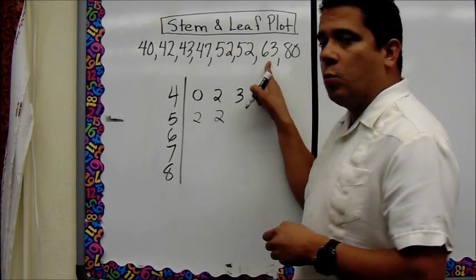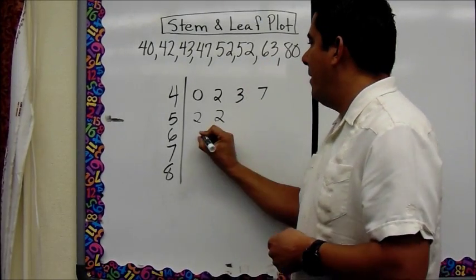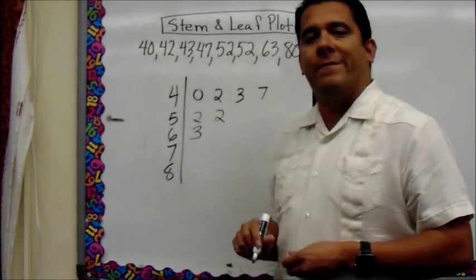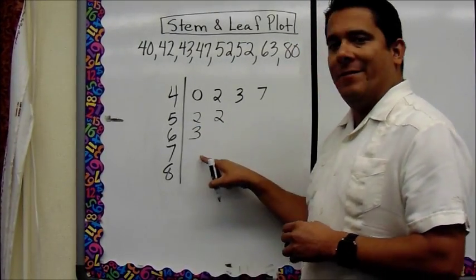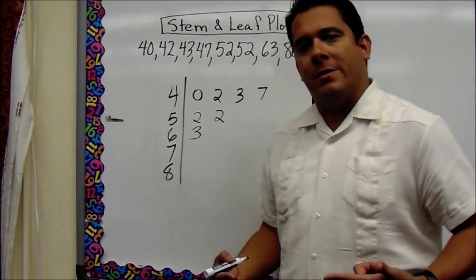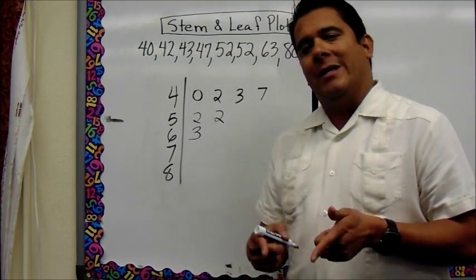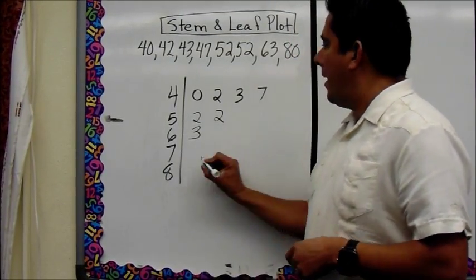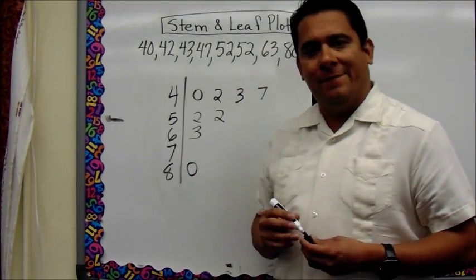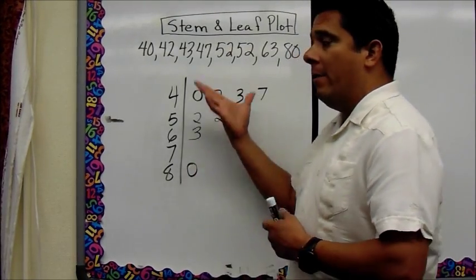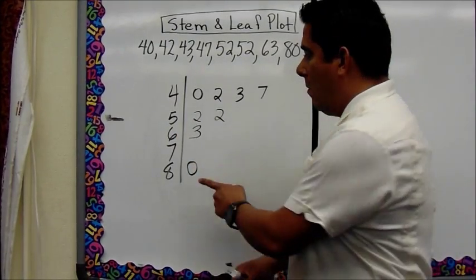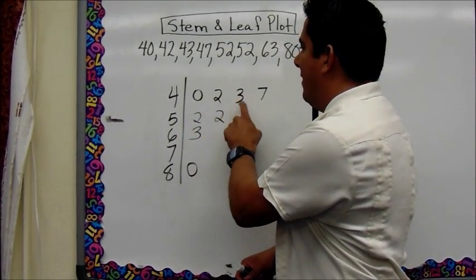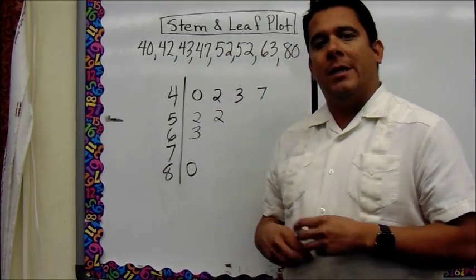6, there is one piece of data that has a leading digit of 3. That goes on the 6th stem. 7 stem is left blank to show the absence of data within that range, in that interval. And our 8 has a leaf of 0. Okay? Now, by looking at this stem and leaf plot, you can see there are 1, 2, 3, 4, 5, 6, 7, 8 items in that data set.